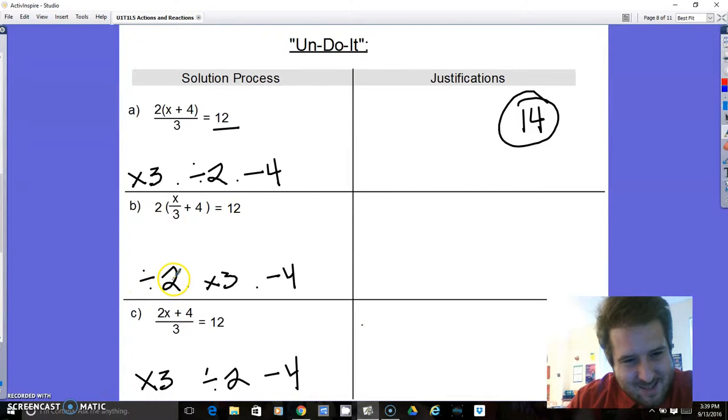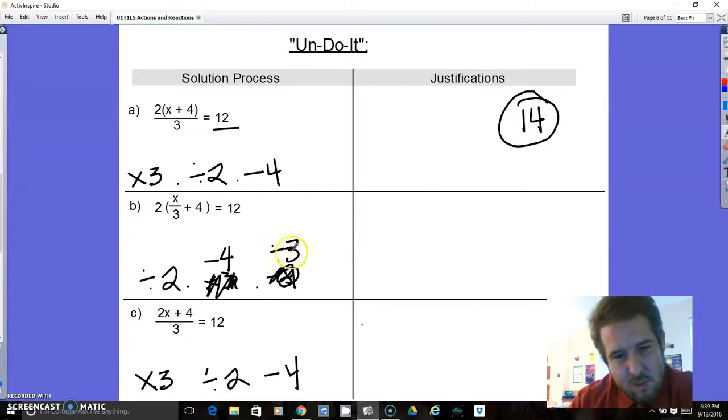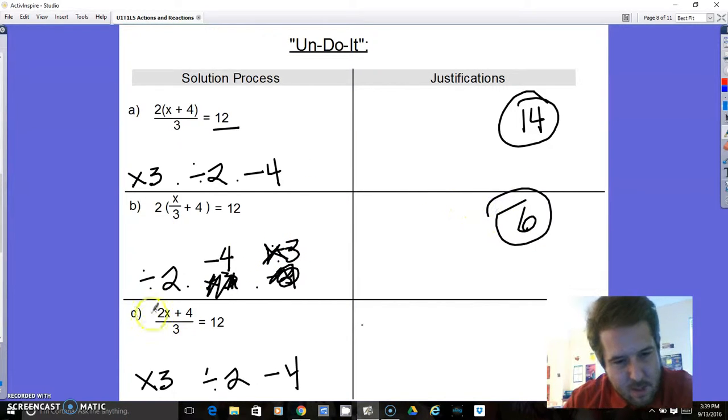12 divided by 2 is 6. 6 times... Oh, this is the wrong order. Sorry. This would have been minus 4 first and then divide by 3. So as I try that again, 12 divided by 2 is 6. 6 minus 4 is 2. 2 times 3 is 6. Different answer. This one, 12 times 3 is 36.